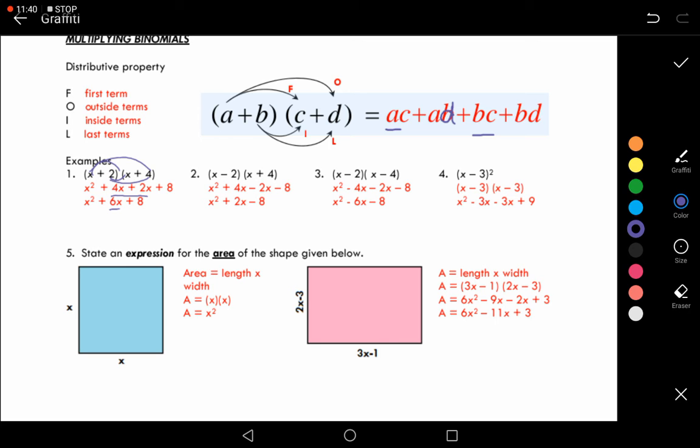That actually should be positive. A negative and a negative is a positive. Oops. So again, correct that on your sheet.